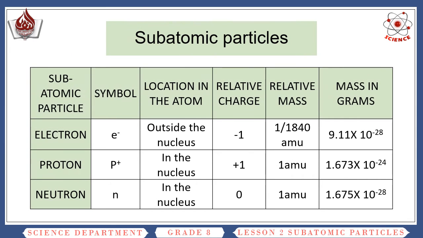Now, all of you should know the differentiation between each of them. For example, the electron is located outside the nucleus with a negative charge. So all electrons in any atom, anywhere, have a negative charge and are located outside the nucleus.